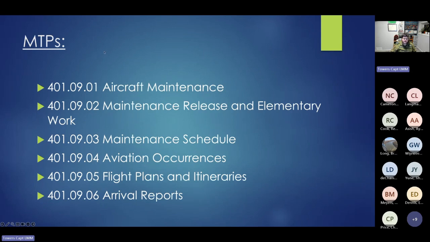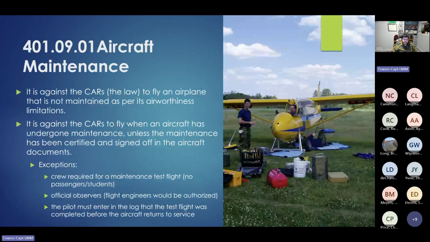So the teaching points that we're going to go through: aircraft maintenance, maintenance release and elementary work, maintenance schedules, aviation occurrences, flight plans and itineraries, and arrival reports.